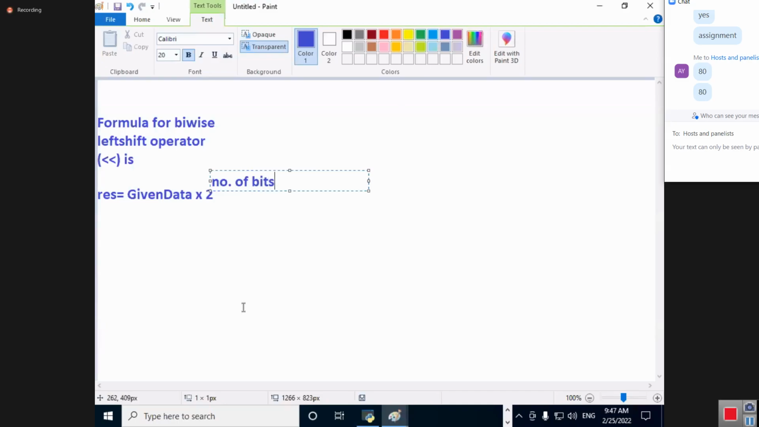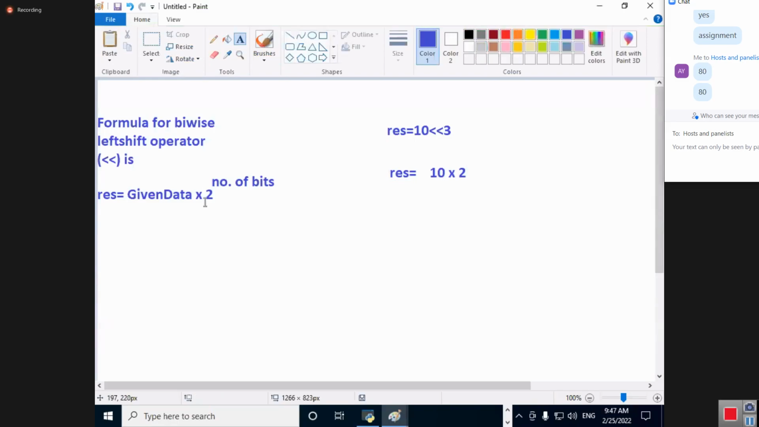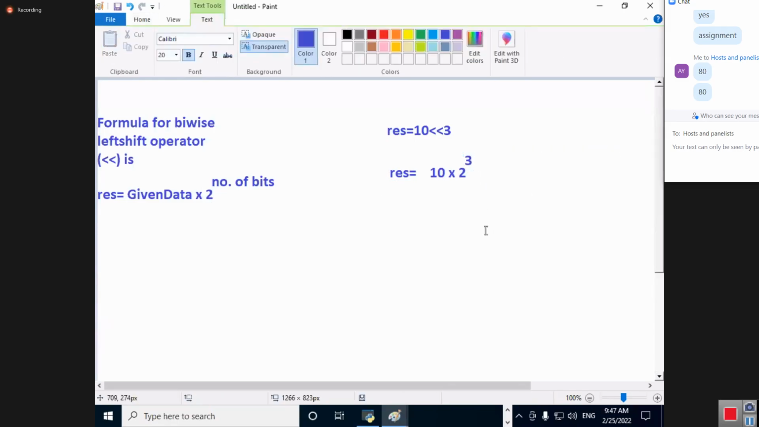Look at that. Now take an example. RES is equal to 10 double less than 3. What is 10? Given data or not? Calculate immediately. RES is equal to the formula: 10 into 2 to the power of 3. What is that 2? Binary bits, always 2. Number of bits moving, how many? 3. How much is the result? 10 into 8, that is equal to 80.